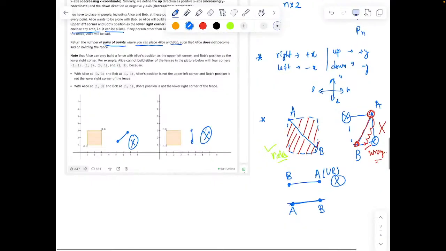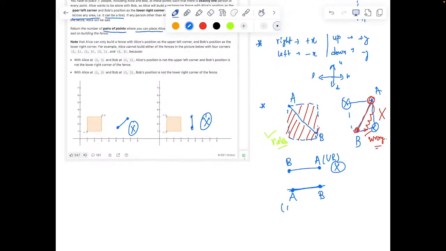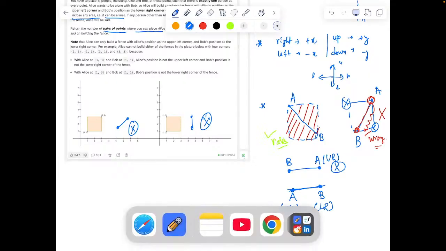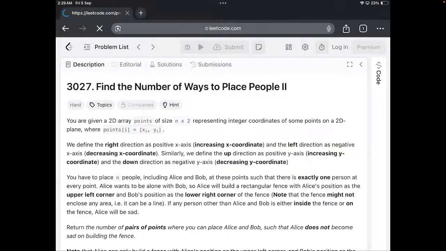So in this case it is valid because we can treat this as upper left, and this can be like lower right. But yeah, I need to check more cases. So I will be just opening Chrome and see what is there. Okay, so this is the case, guys.